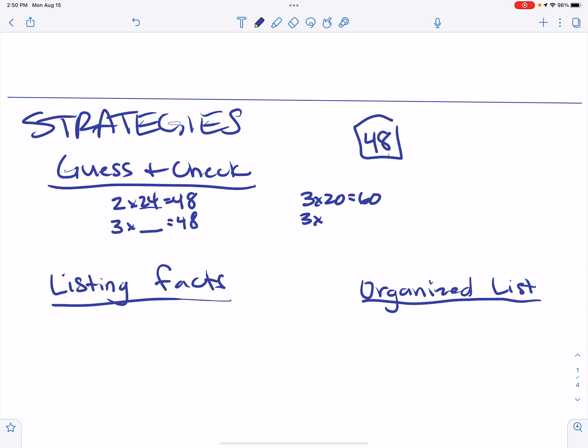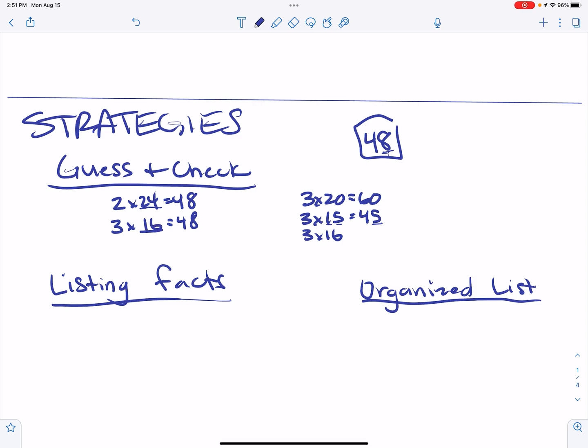3 times 15 is going to be equal to, let's see, 3 times 10 is 30. 3 times 5 is 15. So that's 45. So we know that it's going to have to be a little bit bigger. And I notice this is only 3 away. And so that's going to be 1 more 3. So that would be 3 times 16.